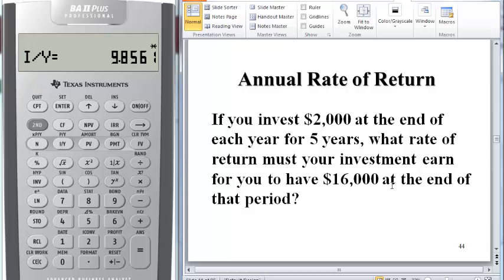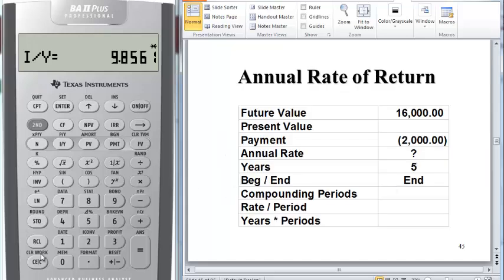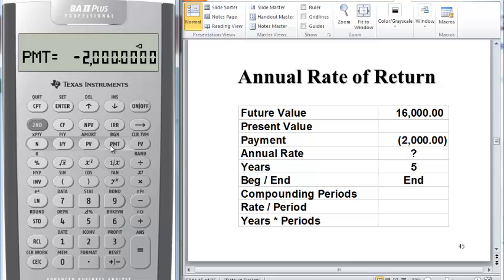Let's say I invest 2,000 at the end of each year for 5 years. What rate of return must my investment earn if I want to have 16,000 at the end of that period? So let's take a look. Second time, clear time value of money. I'm investing $2,000 at the end of each period, so it's a cash outflow. It's a payment because it's done time and time again. 16,000 is the future value. It's what I will someday receive. 5 years is the time period, and whenever I compute for IY, what do I get?